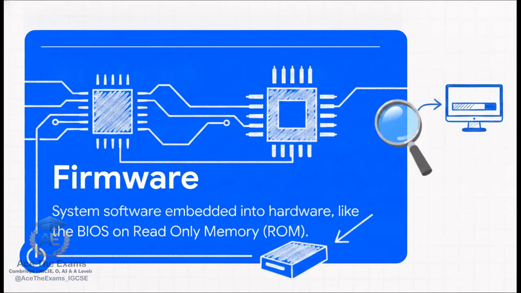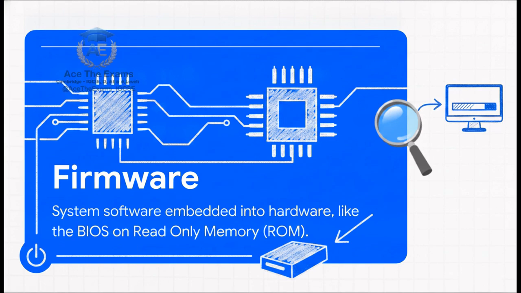Before that main system software can even clock in for work, the computer literally has to wake up. And that's where firmware comes in. Firmware is system software that's embedded directly into the physical hardware devices themselves, usually on read-only memory, or ROM. A perfect example of this is the BIOS, the basic input-output system.